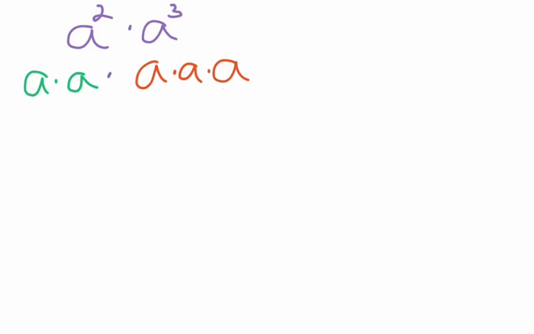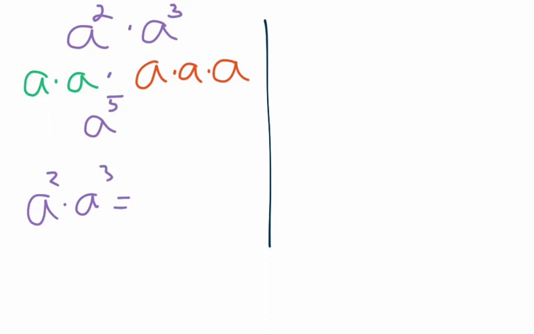Which would just simply be a to the 5th power. And what you might note is that the 5 is equal to 2 plus 3, okay? And so you might think, can we just add the exponents together, would that work as a shortcut? So we're not going to go through what's called a formal proof of this, but we will do another example.